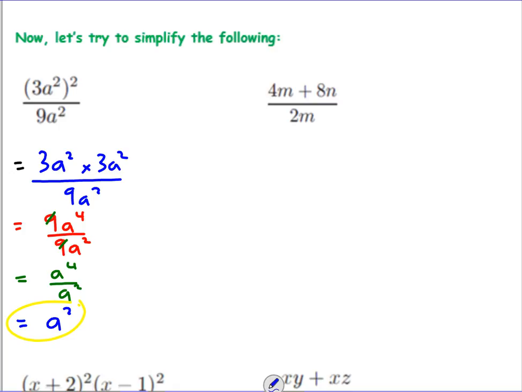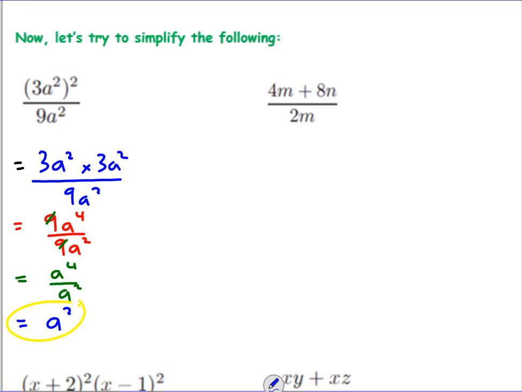So the next one's interesting. We've got 4m plus 8m over 2m. The common error, don't just follow this, this is an error. The common error would be just to do that. But remember, that's when you kill a kitten. Because what you need to do is think what's a factor that's common to all of the top and all of the bottom.